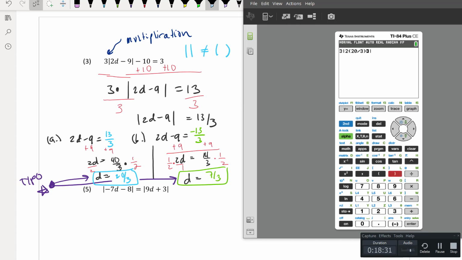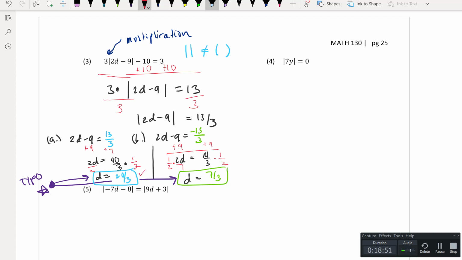Close your parentheses, minus 9. Go outside the absolute value and press minus 10. When you press enter, it should equal 3. If it does not equal 3, then that solution did not work. It's equal to 3. Perfect, that's exactly what I wanted. So I definitely know that this answer works out.